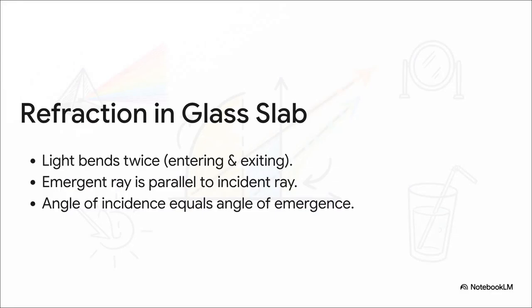Let's see how this all builds together when we look at a classic textbook example: refraction through a rectangular glass slab. When a ray first hits the glass, it slows down and bends towards the normal. Then it travels straight through the glass until it hits the other side. As it exits back into the air, it speeds up and bends away from the normal. Because the glass slab has perfectly parallel sides, that first bend inward is completely canceled out by the second bend outward. The fascinating result? The emergent ray, the one coming out at the end, is perfectly parallel to the original incident ray that went in. It's just been physically shifted over a little bit.